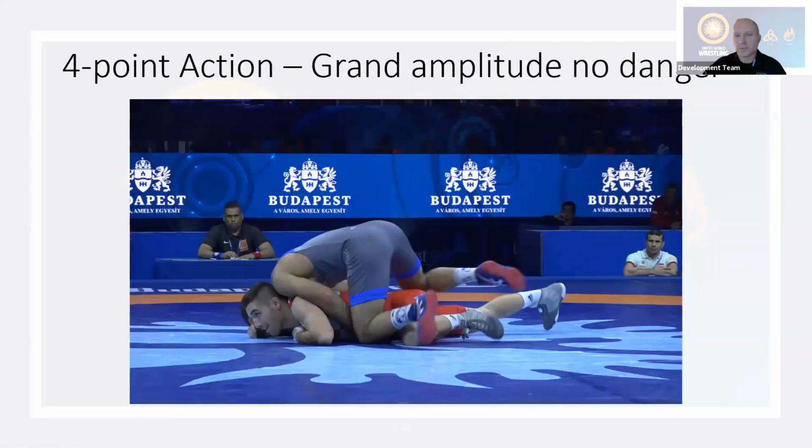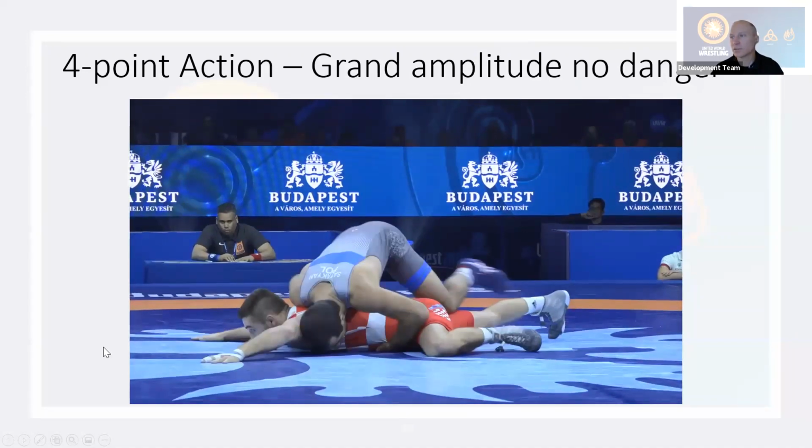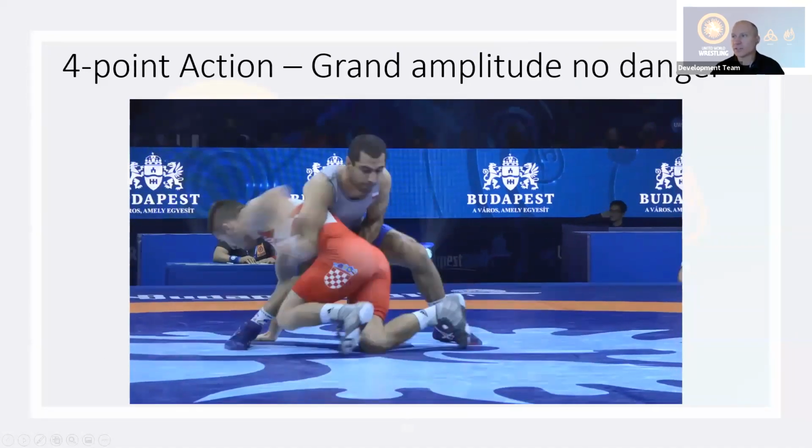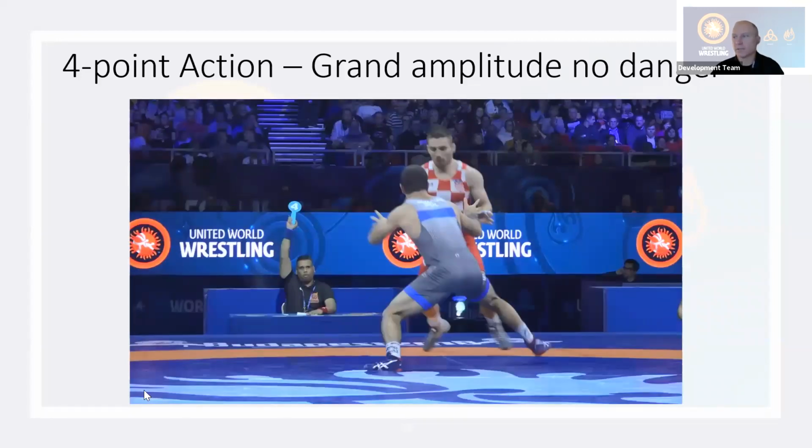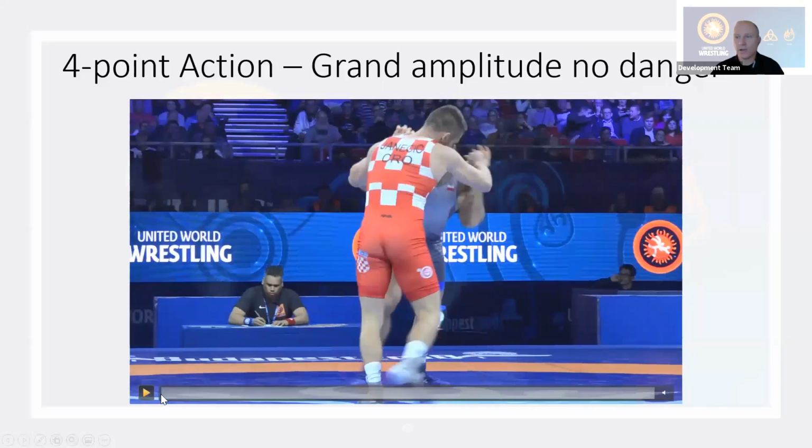The last 4-point action we have here is grand amplitude. In this case, there's a key word up here that says no danger. So we had grand amplitude. We looked at it and said, wow, this is a great throw. This has grand amplitude, but it does not land in danger. So if we have grand amplitude, no danger, this is going to be considered 4 points. And this is a really good action to see. Blue gets a great lift, elevates, and rotates him all the way over the top. So that is a great example here. We have a reverse lift.